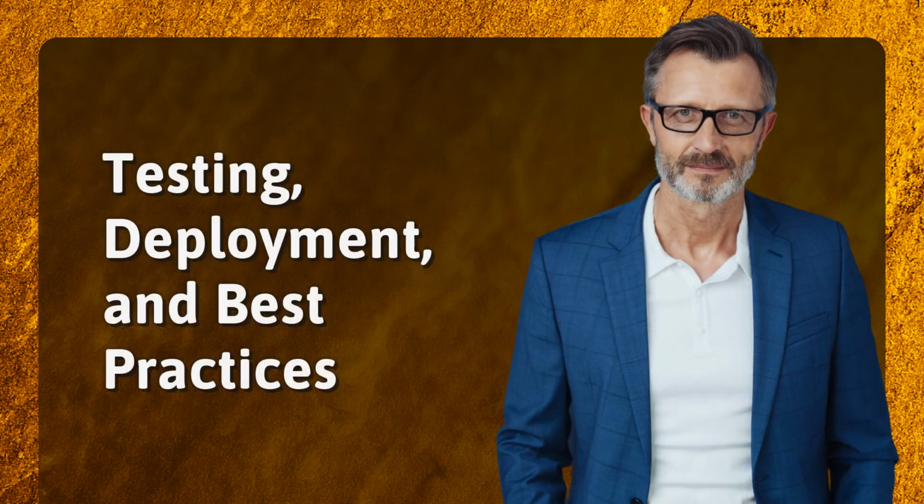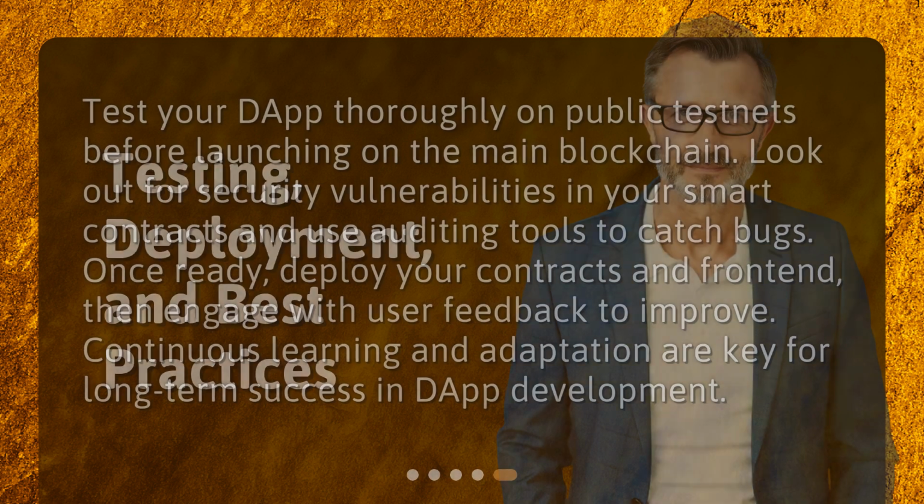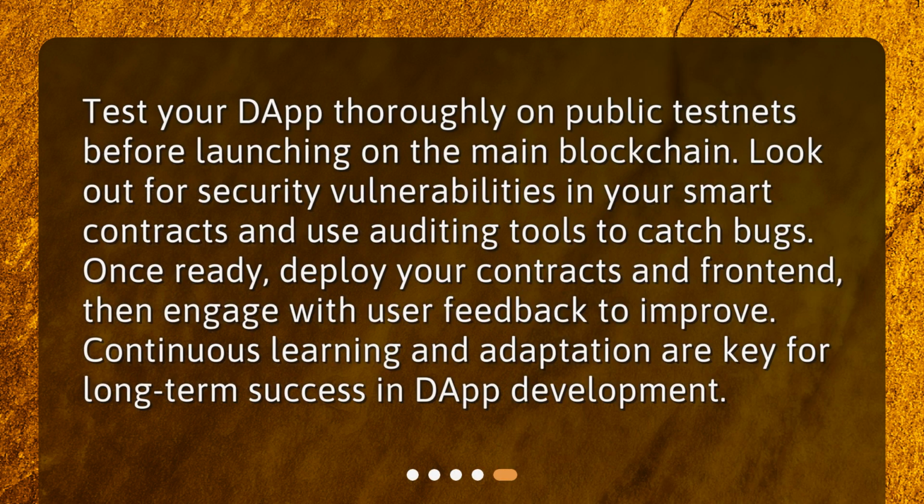Testing, deployment, and best practices. Test your DApp thoroughly on public testnets before launching on the main blockchain. Look out for security vulnerabilities in your smart contracts and use auditing tools to catch bugs. Once ready, deploy your contracts and frontend, then engage with user feedback to improve. Continuous learning and adaptation are key for long-term success in DApp development.